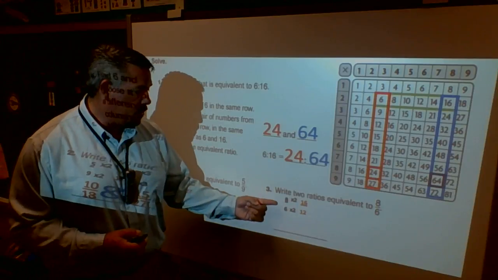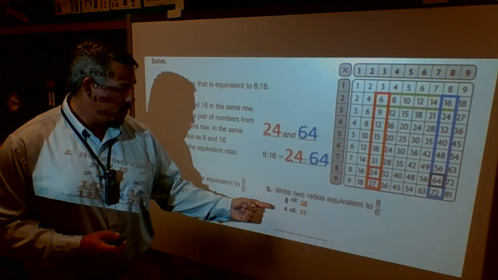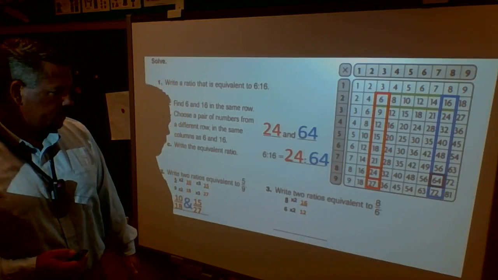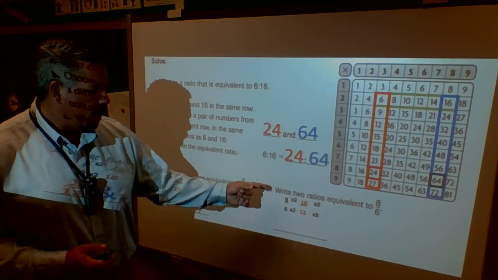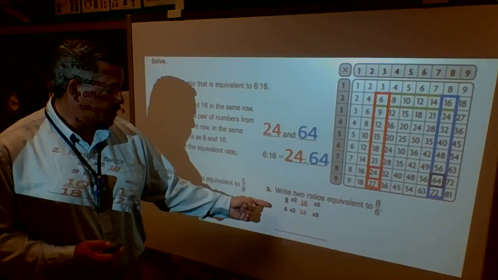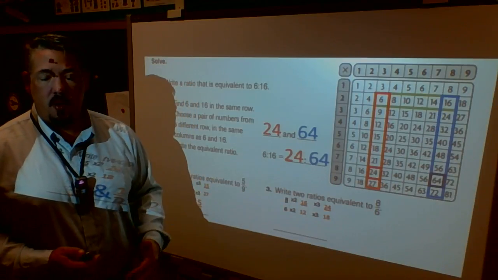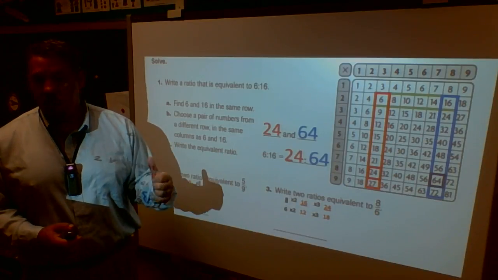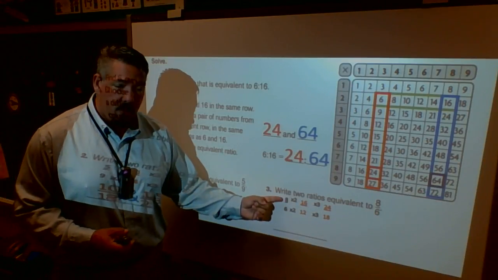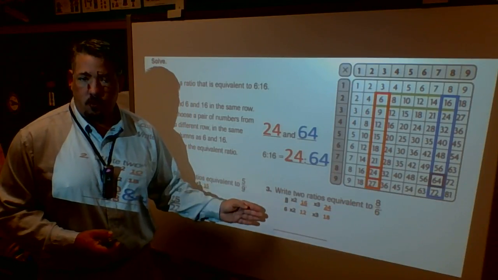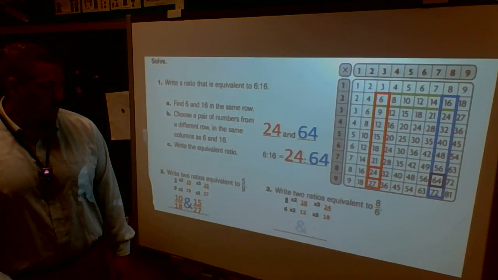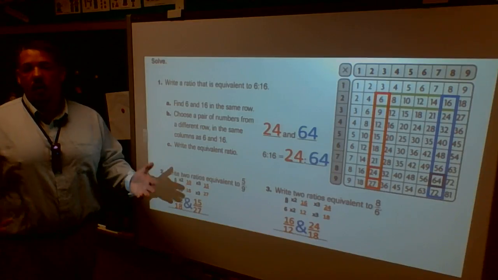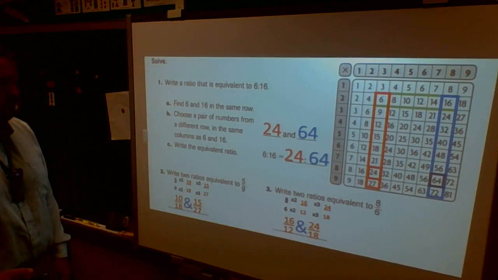If I multiply by 2, 8 times 2 is 16, and 6 times 2 is 12. So I have 16 to 12. Then I do by 3, and I have 8 times 3, and I have 6 times 3, and I get 24 over 18. Now, if I wanted to make it smaller, if I wanted to reduce it, I could. I could divide by 2 and divide by 2 and get 4 to 3. It's still an equivalent ratio. As long as I have two correct equivalent ratios, I get the credit for both points.